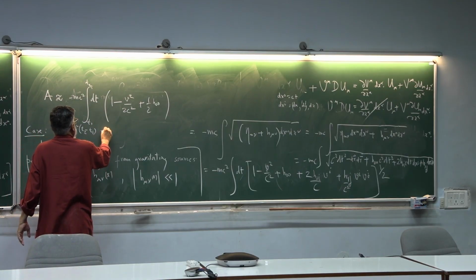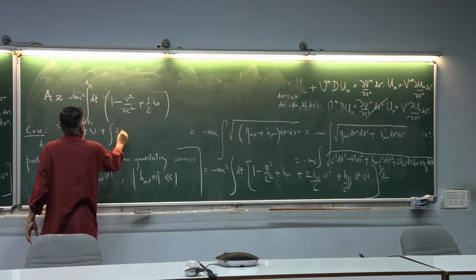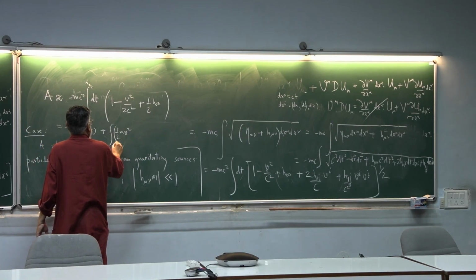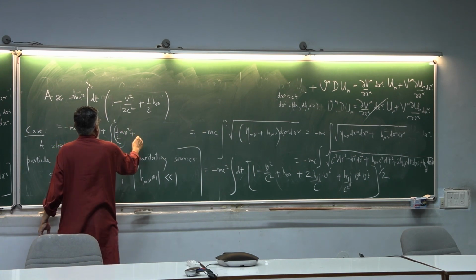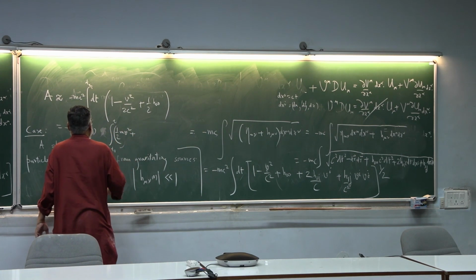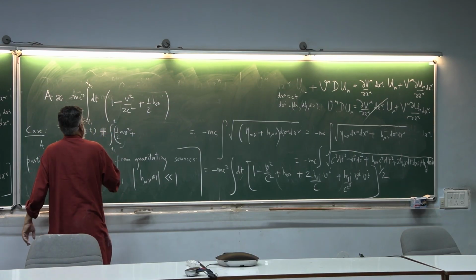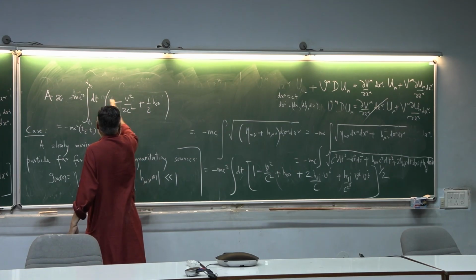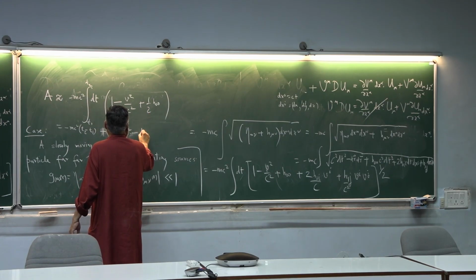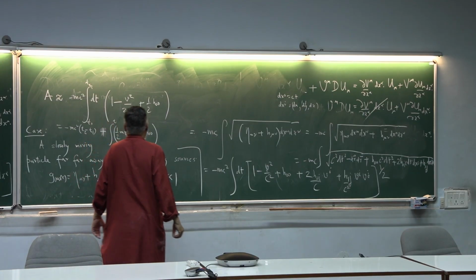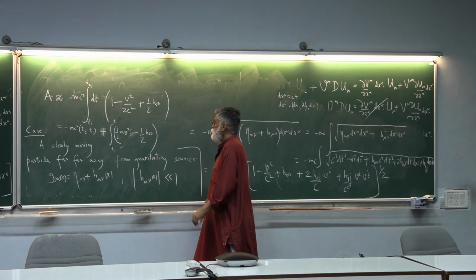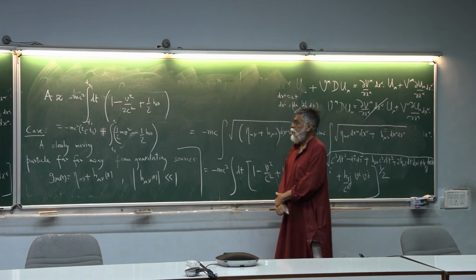This will give me the kinetic energy, half mv square, from T1 to T2. And this will give me minus... minus has become plus. Okay, this is a plus. But there is a minus here. This minus half. Okay? All right?